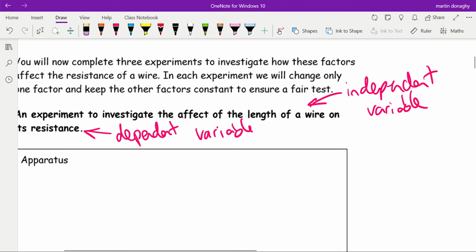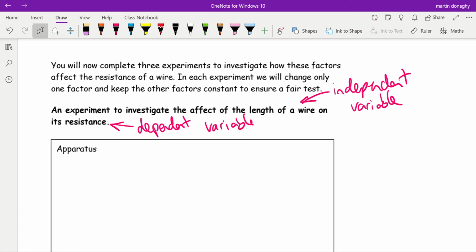So we're going to change the length of the wire. To do that, we're going to need something to measure with, so we're going to need a meter rule. And we'd probably increase it from maybe 10 centimeters, 20, 30, 40, 50, 60. We want at least 5 readings, maybe 6 readings is better, so we can draw a good graph with them. And then we're going to have to measure the dependent variable to find out what it is.